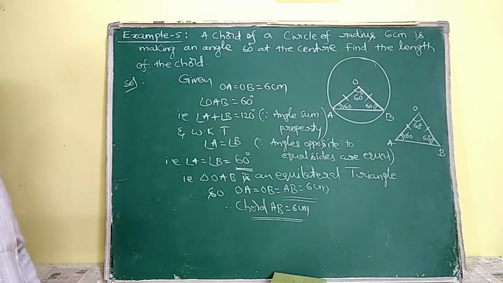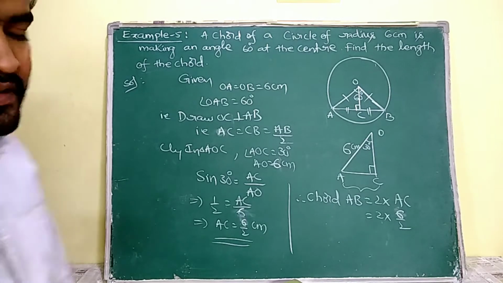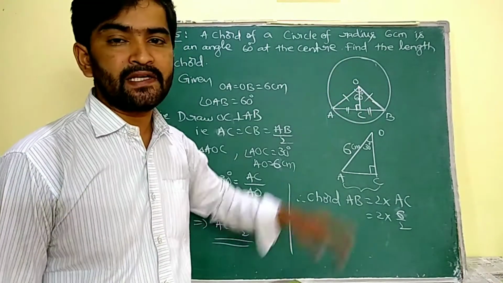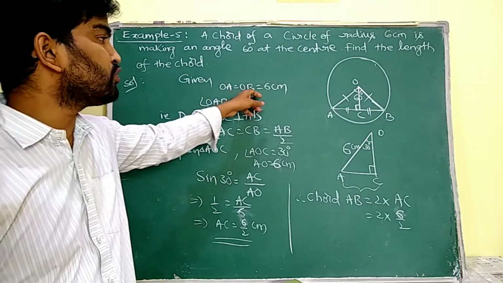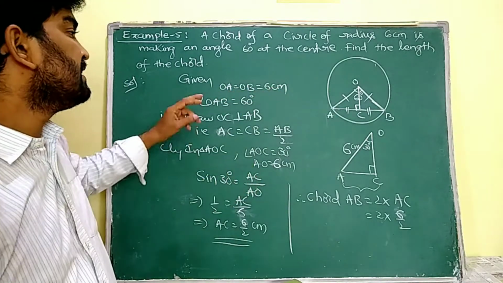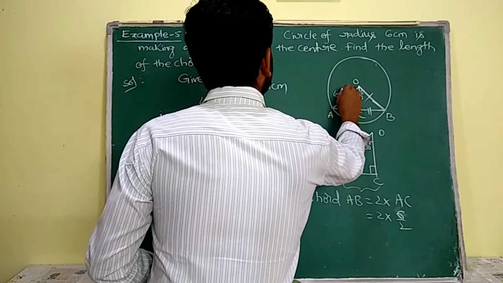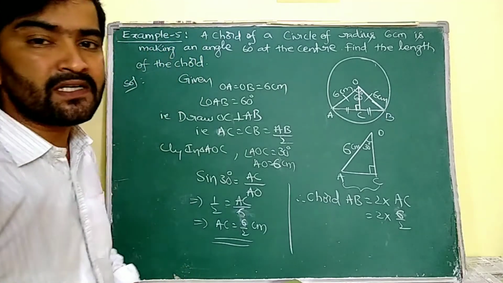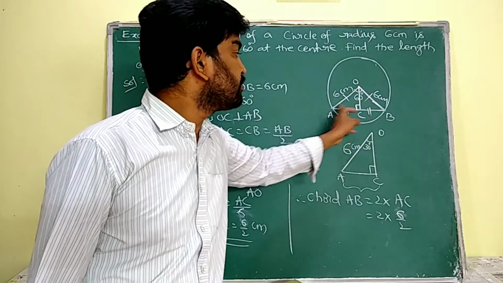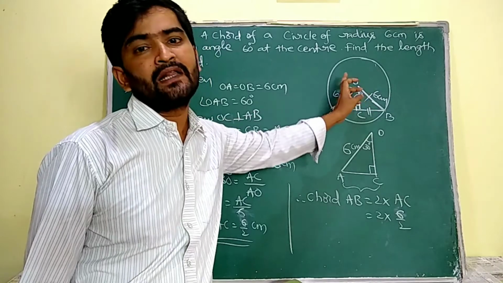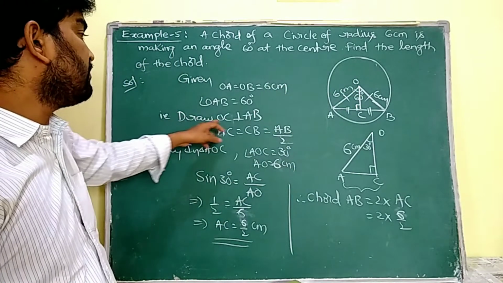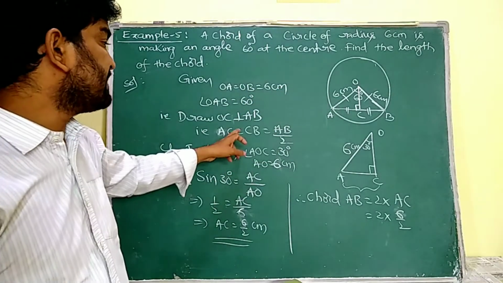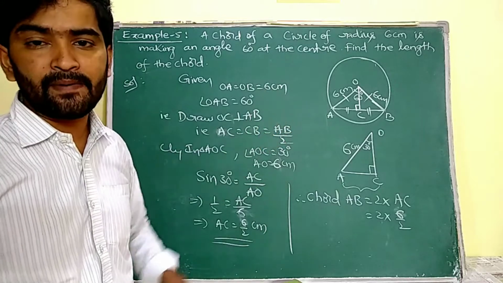Another method I am going to explain now. In the second method, we know that AOB is an isosceles triangle. Why? Because AO is equal to OB is equal to 6 centimeters. We know that in an isosceles triangle, a perpendicular drawn to the base through the vertex O bisects the base. So draw OC perpendicular to AB. Then OC bisects AB. That is, AC is equal to CB is equal to AB by 2.